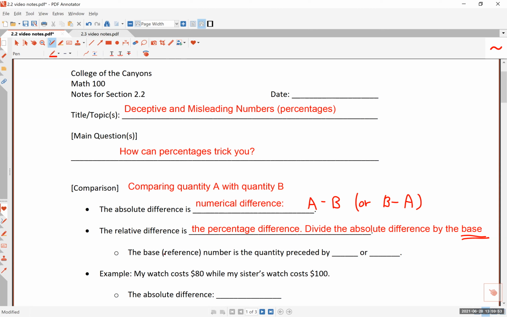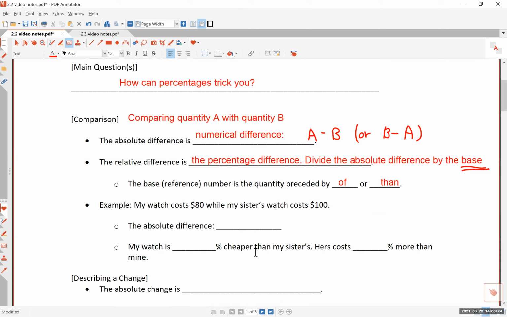Again, in section 1, we touched on this, but the base, the reference number, is the quantity that you see preceded by a couple of keywords. What are those keywords? "Of something" or "than something." These are very small words, prepositions, but what follows these words is the base of the percentage, or the reference number. So here is an example. My watch costs $80 while my sister's watch costs $100. What is the absolute difference? Well, absolute difference is easy. 100 minus 80 is equal to 20, and in this case, of course, the unit is dollars. So $20 would be the absolute difference between my watch and my sister's watch.